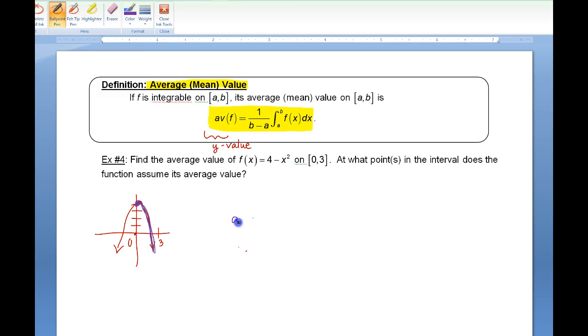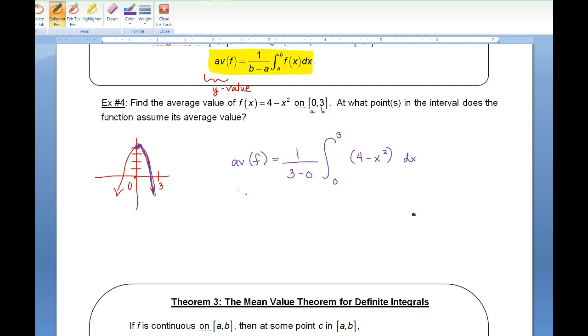So we want 1 over, so remember here's our a and b, so that's going to be 3 minus 0. Then we want to evaluate the integral from 0 to 3 of 4 minus x squared dx. Remember the integral sign and the dx just tell us that we're taking the integral with respect to x.